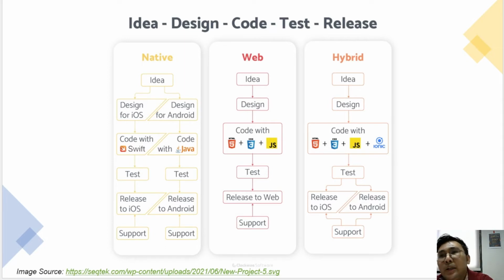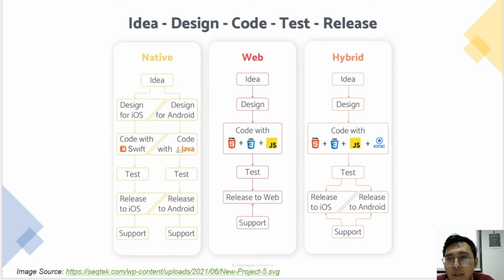But by implementing the cross-platform method, for example on the web, we can have it in one whole combination. We just do the idea, design, and code at the same time. We can combine that using web programming code such as HTML, CSS, and JavaScript as the three fundamental languages that we can use. And then that's it. Release it at the same time to the web, and also give it support.